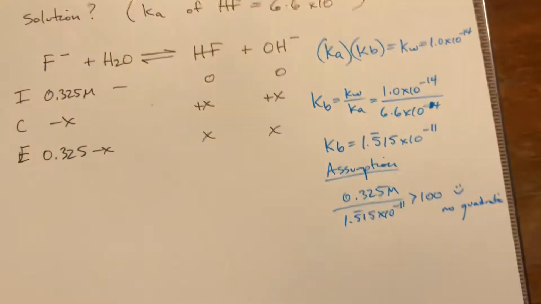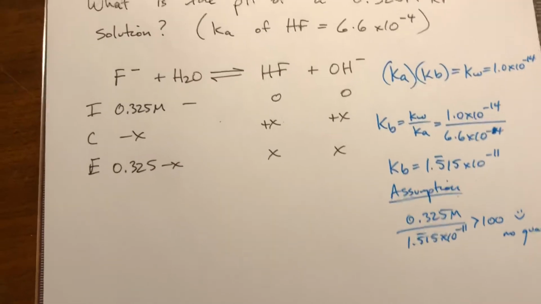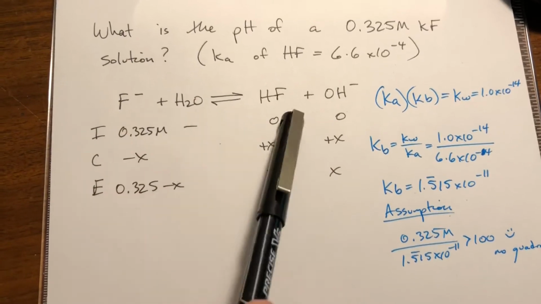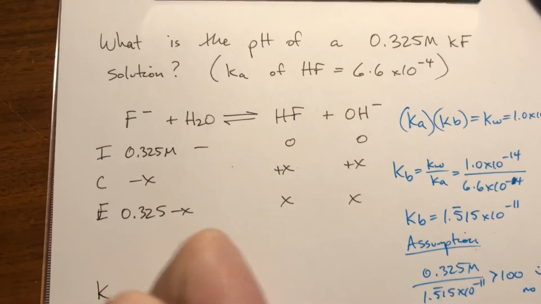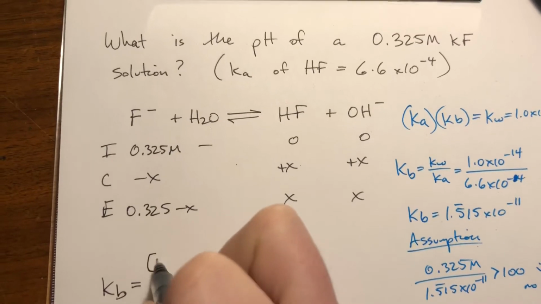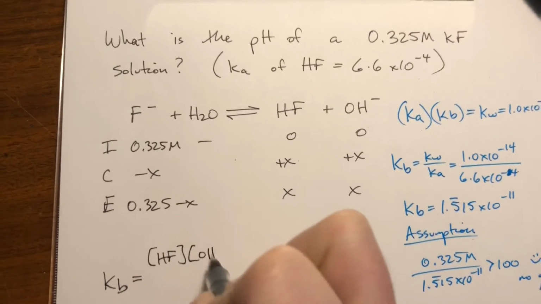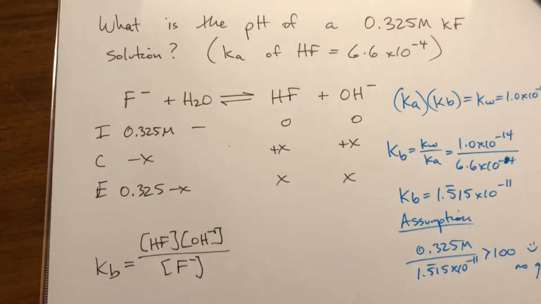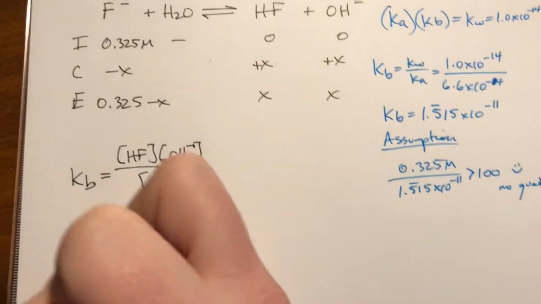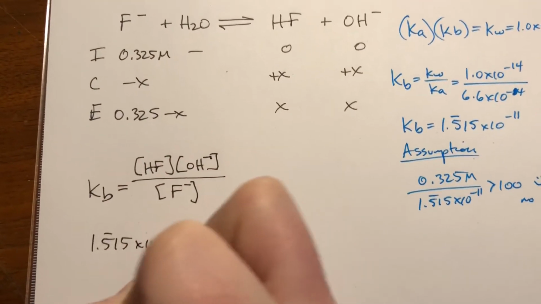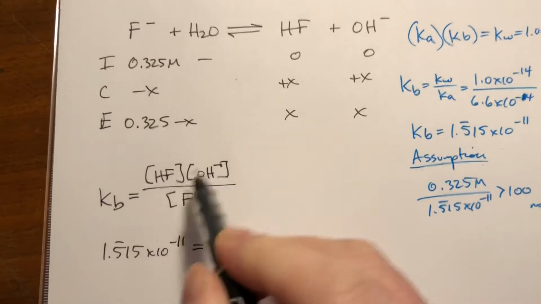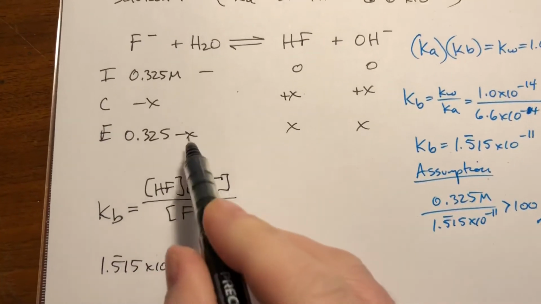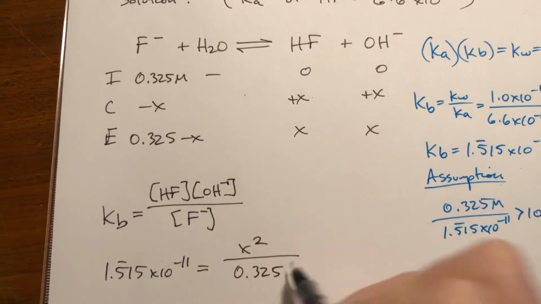Okay. So in terms of doing this calculation, the rest of this should look really, really familiar. We do need to use Kb, not Ka, because this is a base. So Kb is equal to the concentration of HF times the concentration of OH minus, products over reactants, divided by F minus, and we're going to ignore water because it's a liquid. Okay, but we have all these numbers. Kb is 1.515 times 10 to the negative 11th. For equilibrium, both of these are x, so that's x squared. And because this assumption works, we can get rid of this minus x, and this just becomes 0.325.